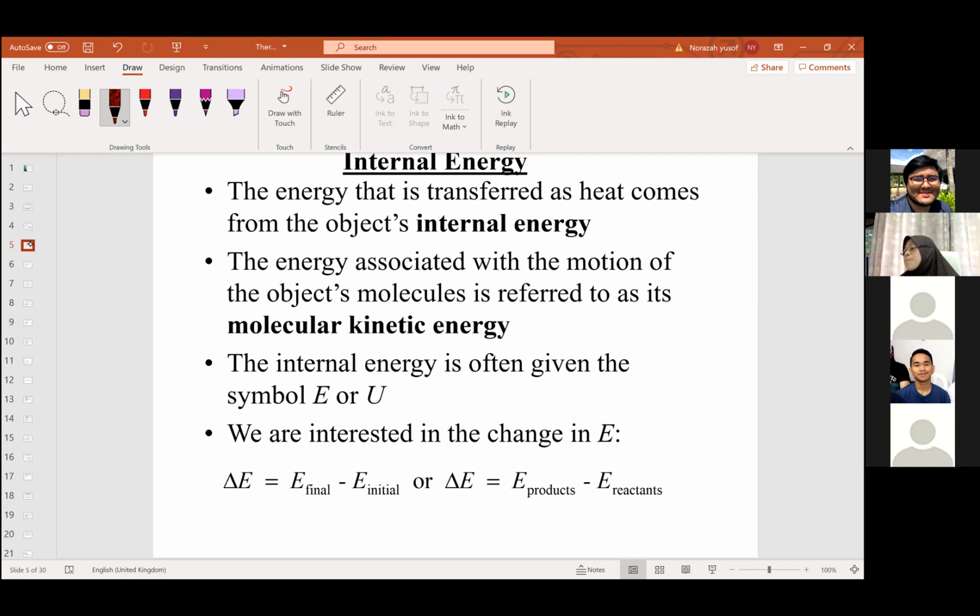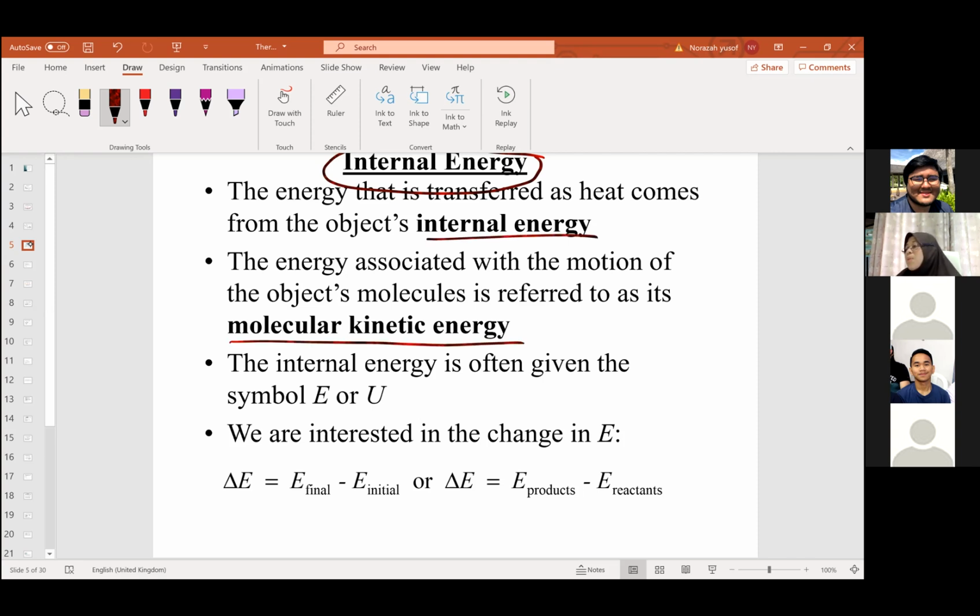Okay, now, just now I asked you to imagine that you as an entity have a change in energy, and that change in energy is related to how much work and how much heat is generated by you. So each entity, including us, has what we call internal energy. So the energy that is transferred as heat comes from objects' internal energy.